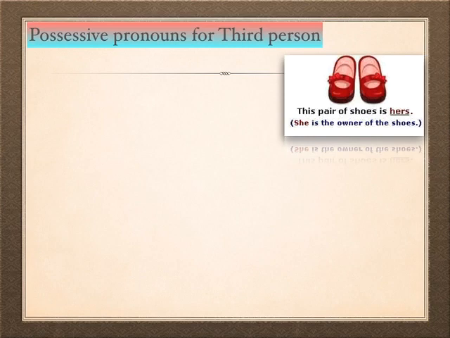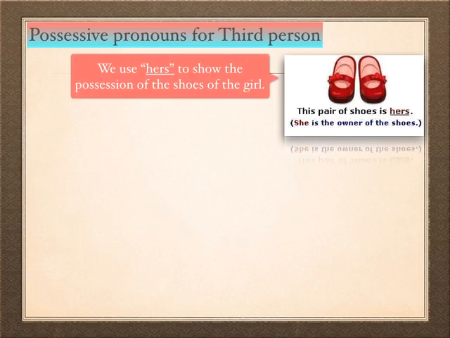It says, "This pair of shoes is hers." That means that she is the owner of the shoes. Here, she is the pronoun used for third person singular female, and hers is the possessive pronoun used for feminine gender. We use hers to show the possession of the shoes of the girl. So remember students that we use the possessive pronoun hers for feminine gender in third person singular.